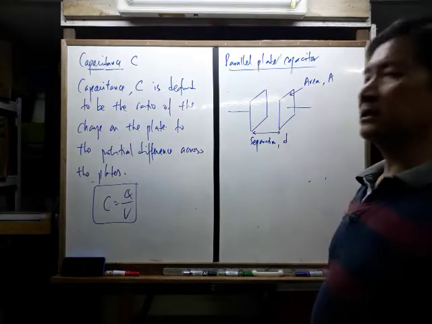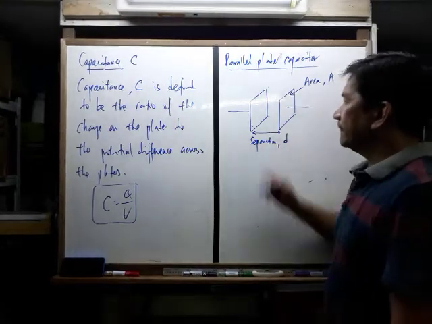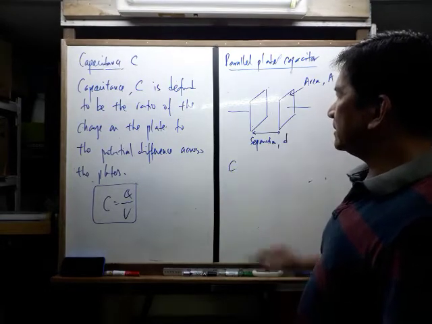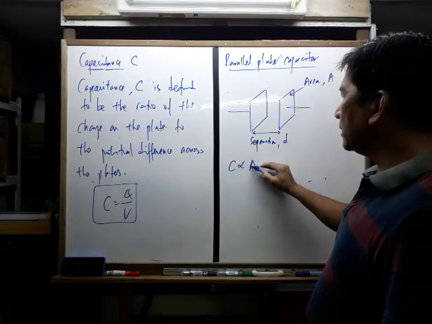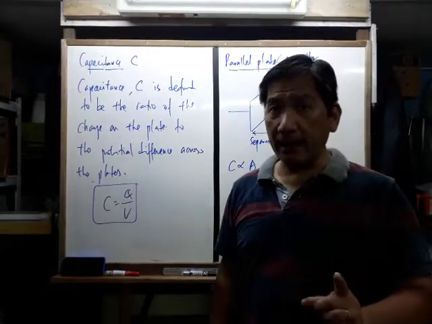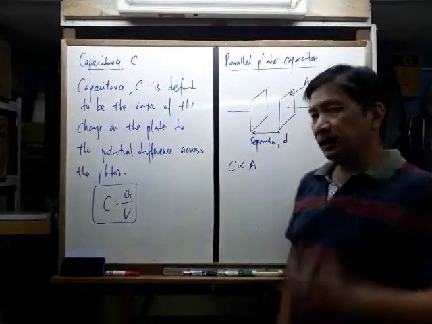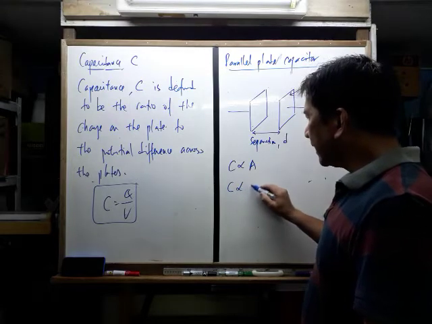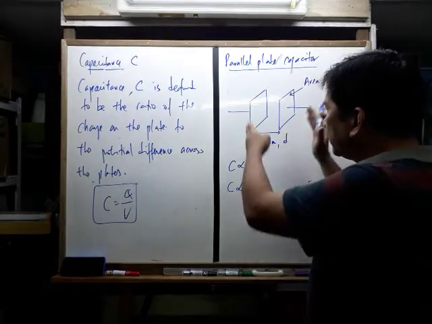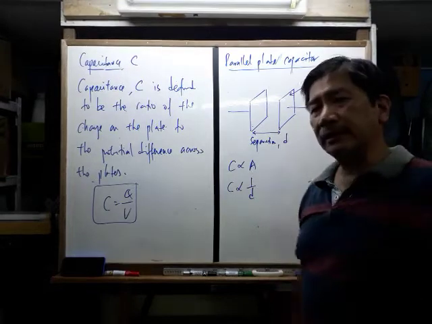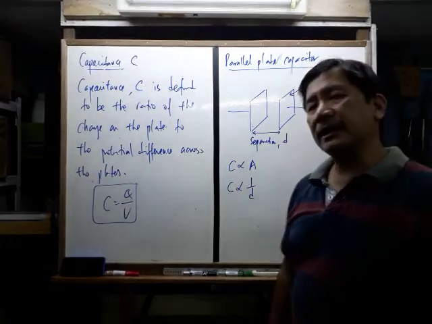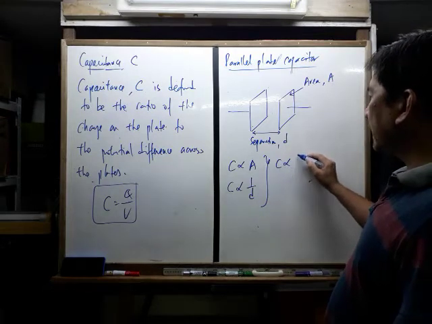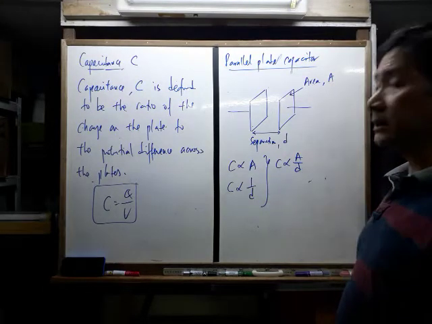Okay, and this is D. From experiment we discovered that the capacitance is directly proportional to the surface area A. The larger the surface area, the larger the capacitance. It is also discovered that if you place the plates nearer to each other, you are increasing the capacitance as well. So when we combine these two, we have directly proportional to A over D.